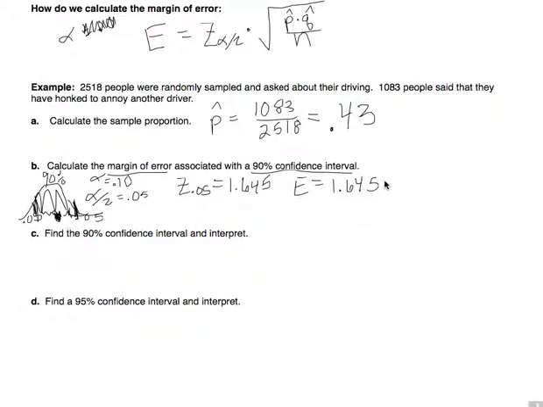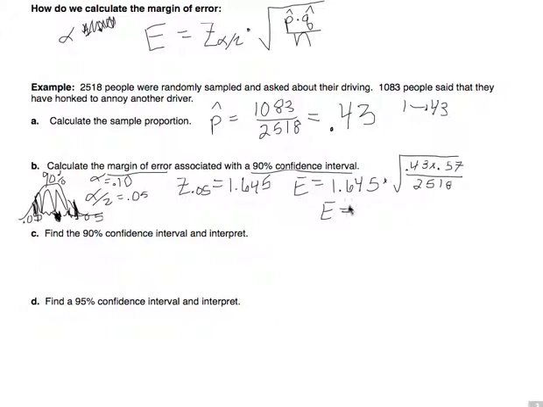So we're going to take 1.645 and multiply that by the square root of p hat, this is our estimator, 0.43, times q hat. Well, q hat is 1 minus 0.43, which is 0.57. And we're going to divide that by n, the number of people in our sample, which is 2,518. So what I'm going to do is put this into my calculator.